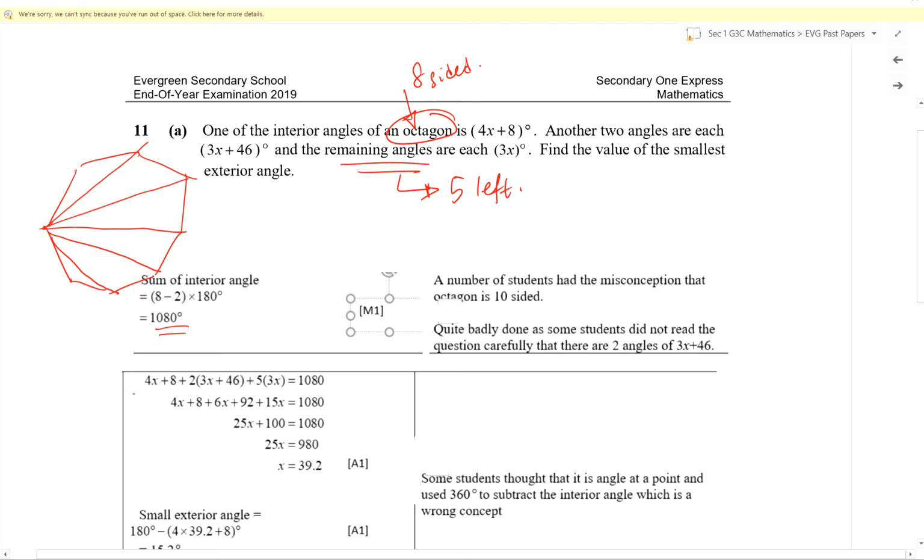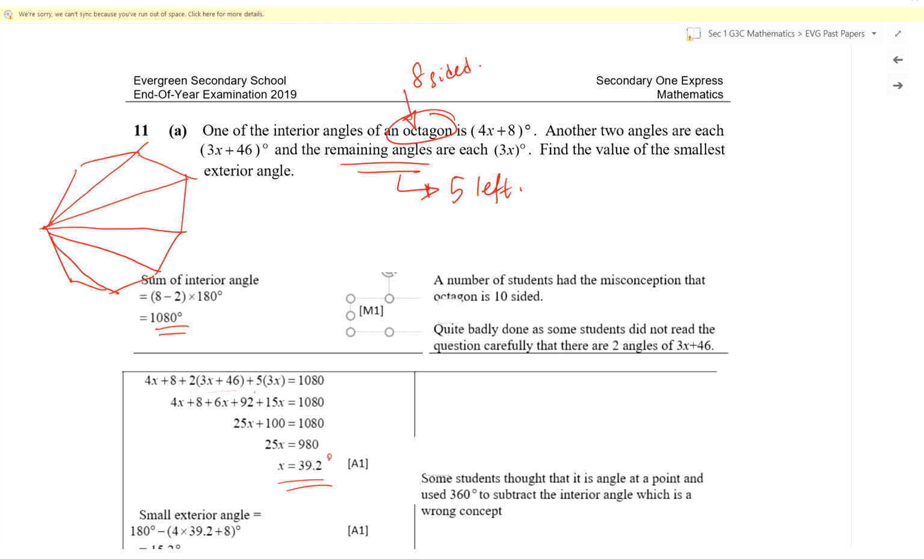If we add all of them up, 4x plus 8, that's one of the angles, 2 of 3x plus 46, and 5 of 3x, you're supposed to get 1080. So you expand, simplify, you get x equals 39.2 degrees. Okay, turns out in this case we don't have an integer as the value of x, but it's okay. x can be 39.2. No problem with that.